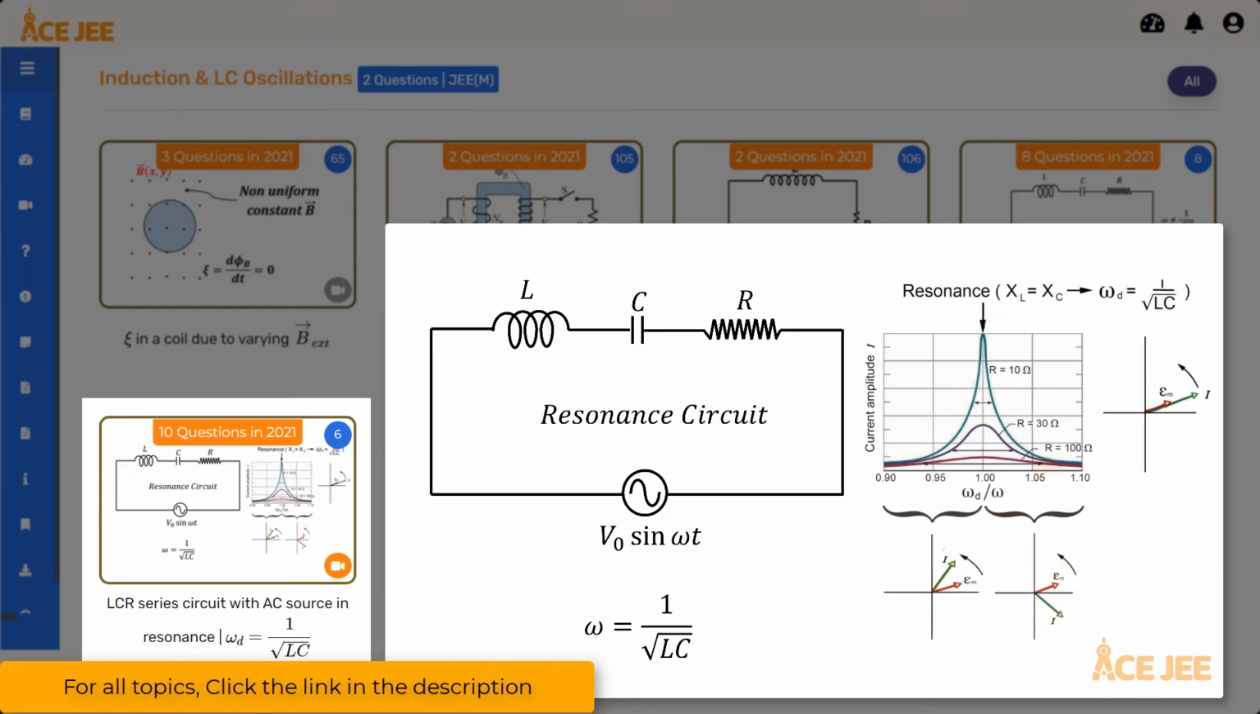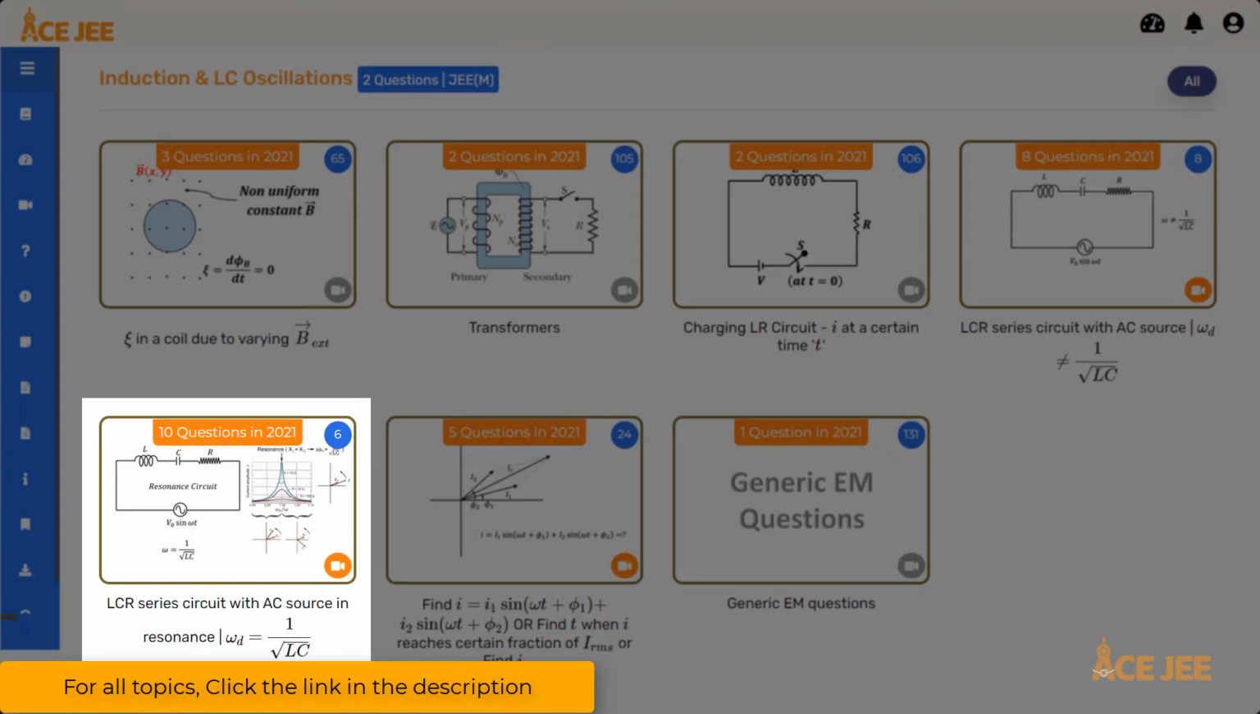And as for the average power delivered to the circuit in resonance, that is I RMS square times R, it will reduce simply to V RMS square by R, and power factor cos phi, which is simply R by Z, will become 1. Using this information, you should be able to determine the unknown. But still, read through the notes and solve a few questions to get comfortable.